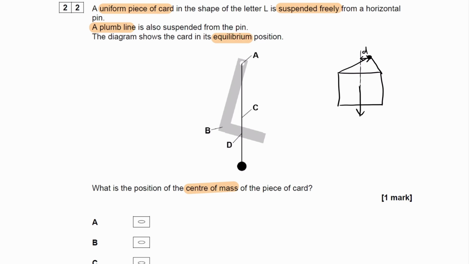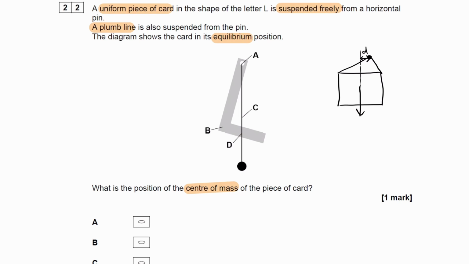So we're basically trying to work out the average position of mass for this card. The average position of mass would be at the same point where the weight force acts. It has to be directly beneath point A, so therefore we have three options. It could either be A, C, or D. It can't be A. The center of mass, the average position of the mass, can't be at A, that's all the way at the top.